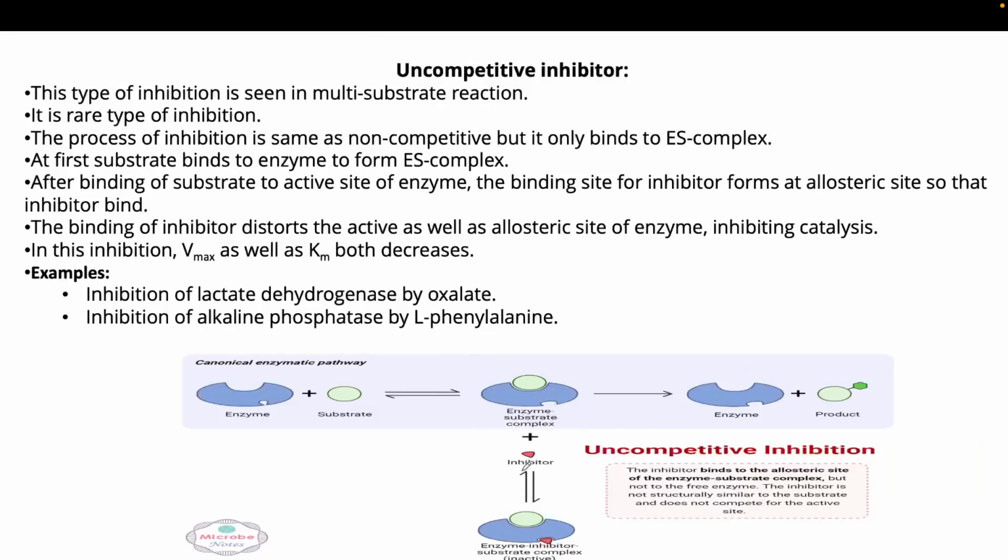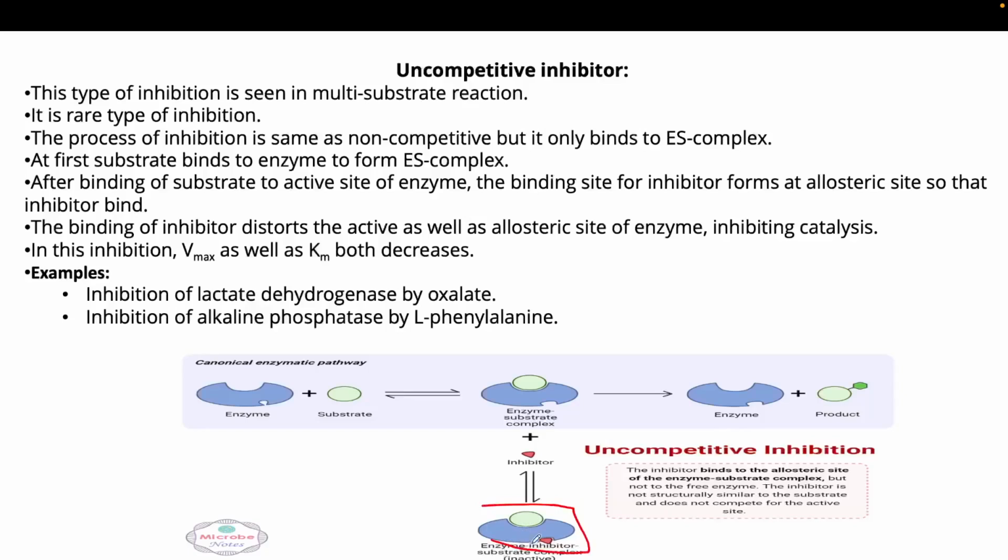Once it is bound to the enzyme-substrate complex, it won't allow the enzyme to convert substrate to product. In this case, the Km as well as the Vmax will both be decreased. Km is decreased, which means the binding affinity increases, because once this inhibitor binds with this enzyme, it is stabilizing the substrate and enzyme complex, so it increases the binding affinity.